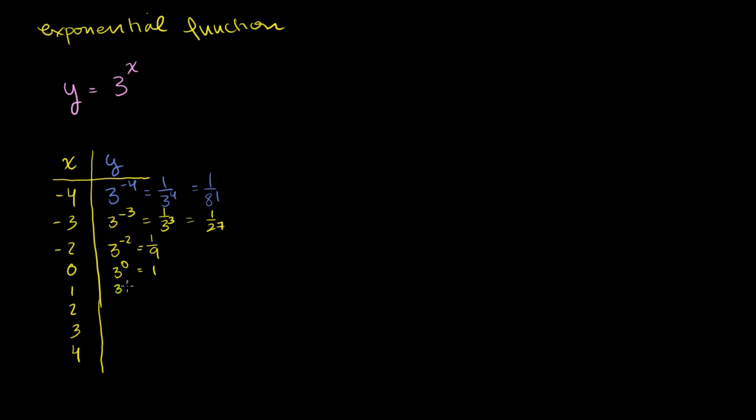Now we have 3 to the first power. That's equal to 3. Then we have 3 to the second power, right? y is equal to 3 to the second power. That's 9. 3 to the third power, 27. 3 to the fourth power, 81. If we were to put the fifth power, 243. Let's graph this just to get an idea of how quickly we're exploding.